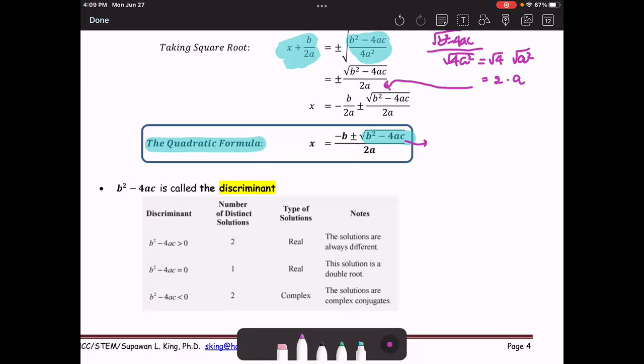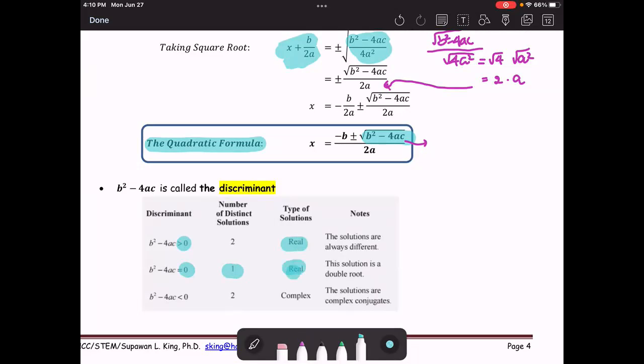If the discriminant b squared minus 4ac is greater than 0, or positive, we will gain two distinct real solutions. If b squared minus 4ac, the discriminant, equals 0, the square root of 0 is 0. So then we get one real root, also called the double root.